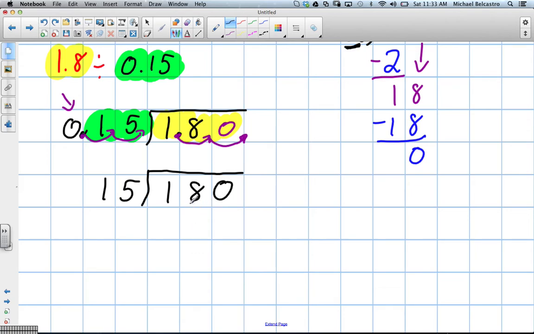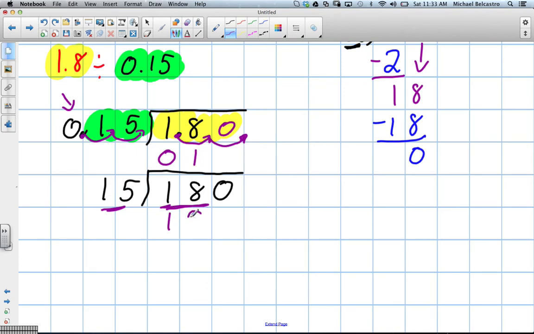Now we go about doing our division. So let's start this off. 15. Does 15 go into the number 1? No. So we could put a 0 there, but it's not really that important to do. We will, just for argument's sake. So we know it doesn't go into 1. Will it go into 18? Yep. How many times? 1. Yeah, that's right. 15 times 1.